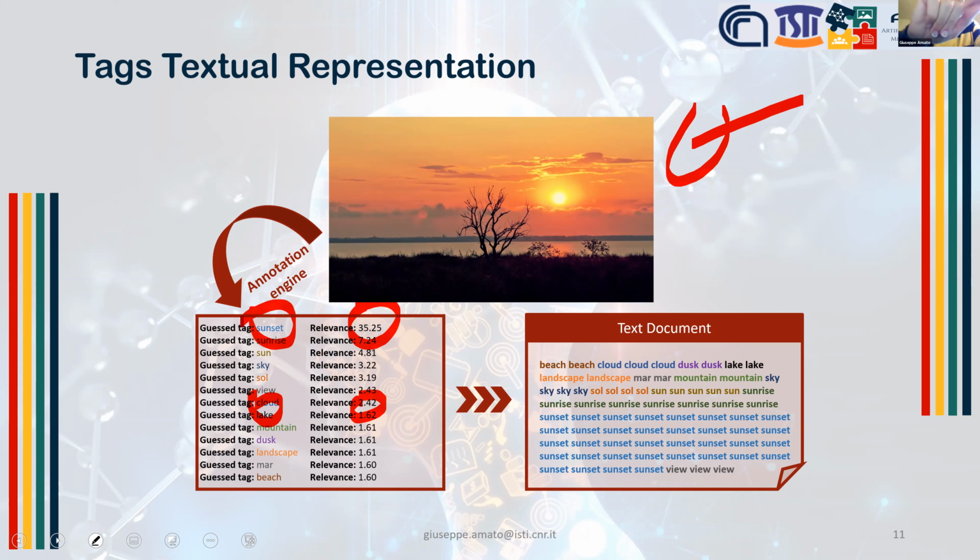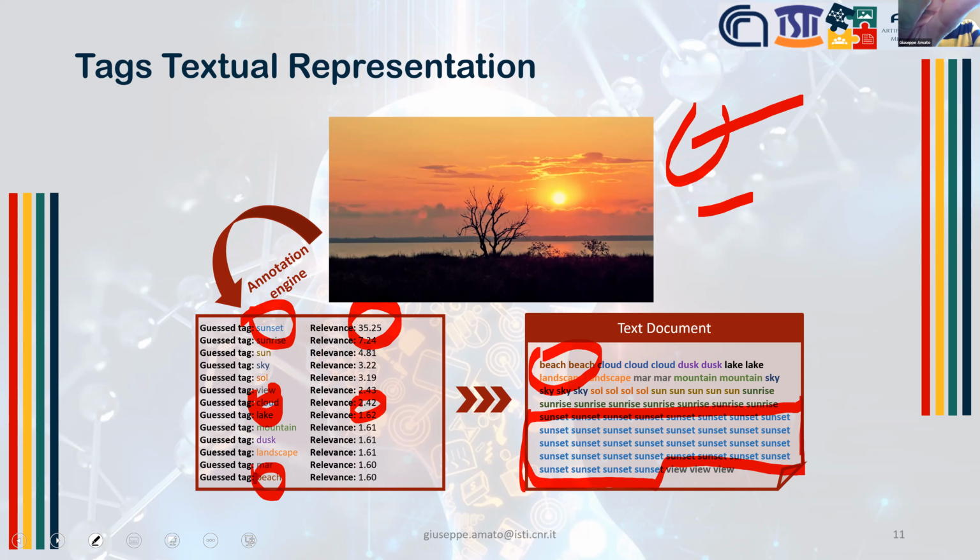In order to represent the fact that sunset is more relevant than cloud for this image, according to the relevance score, what we do is repeat the tag several times, a number of times proportional to the score itself. The highest score is sunset, so we repeat sunset 35 times, while for instance beach, which is here, just 2 times, cloud 3 times, and we build a document describing this image, which is inserted in the text retrieval engine. In such a way, tags.